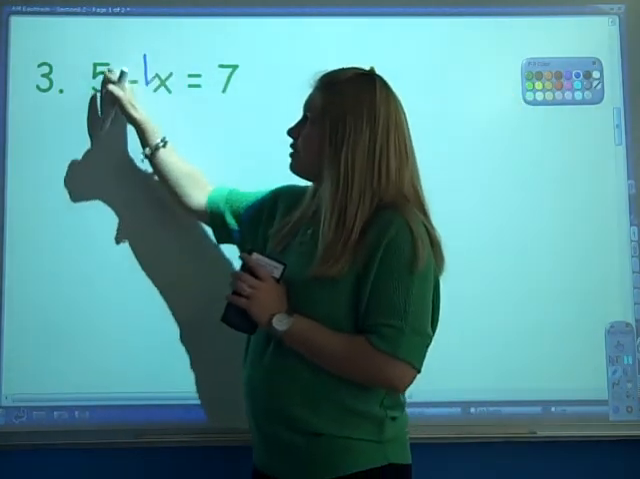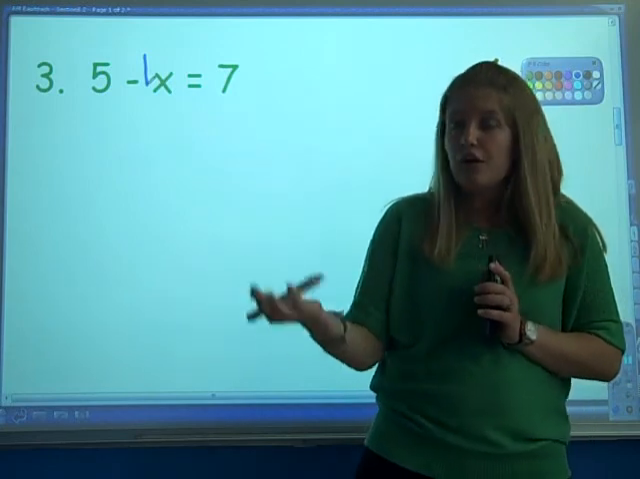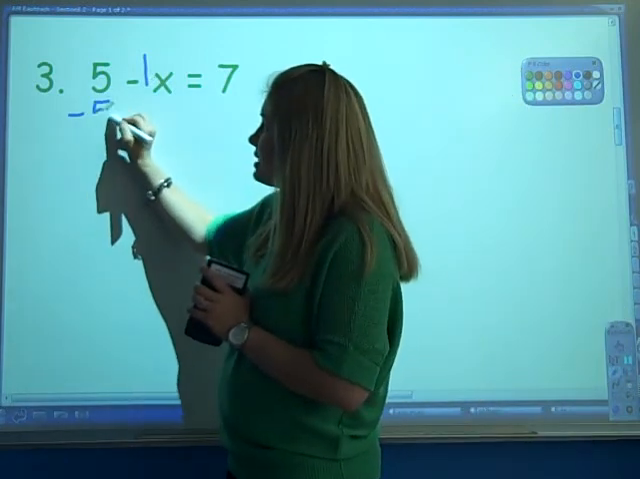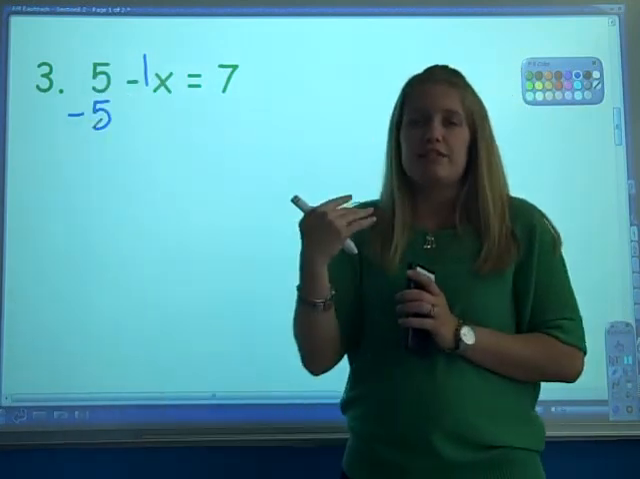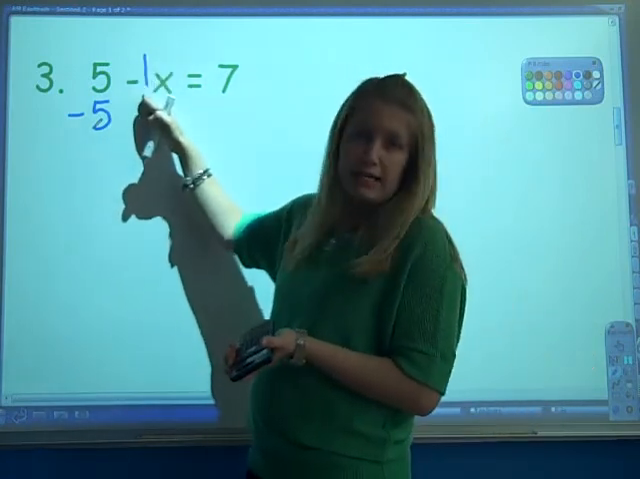And we need to get rid of this 5. This is a positive 5. To undo our positive 5, you're going to subtract 5 because you need to get rid of this 5. And that's just, there's no operation going on with the 5. The operation is going on with the x here.